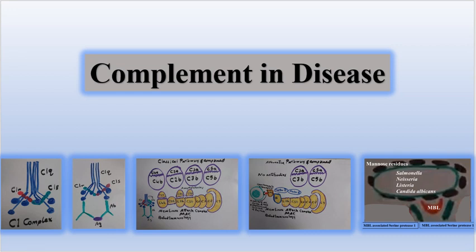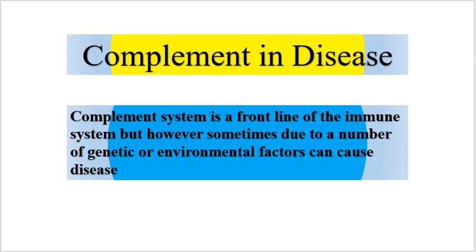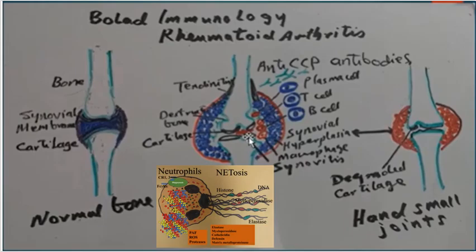Complement in disease. As you know, the complement system is the front line of the immune system, and it plays a very crucial role in the body's health. However, sometimes a number of genetic or environmental factors can cause diseases, and I am going now to highlight some diseases that can be caused by the activation of the complement system. For example, rheumatoid arthritis, as can be seen here.